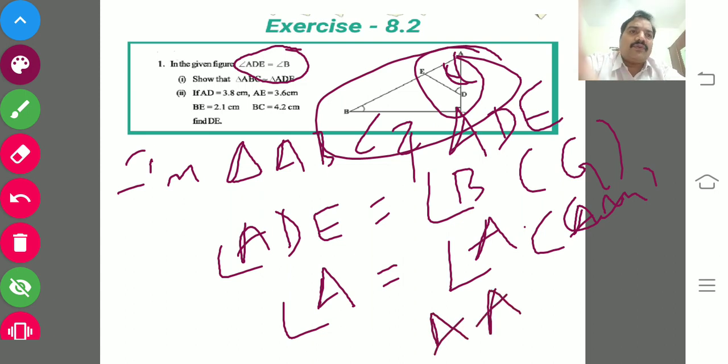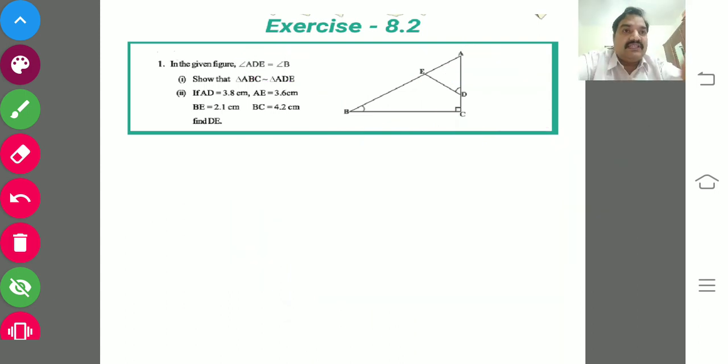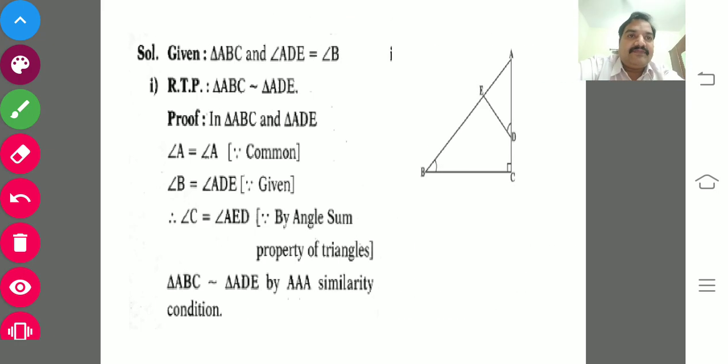So by the AA criterion, no need to go for one more angle. If you go with it, no problem, you can apply the angle sum property of a triangle. Automatically the other angle should be equal. So by the AA criterion, you can say that triangle ABC is similar to triangle ADE. I hope you could understand. This is only analysis. The way of presentation is needed, because based on the presentation you will get marks. So see how you will present.